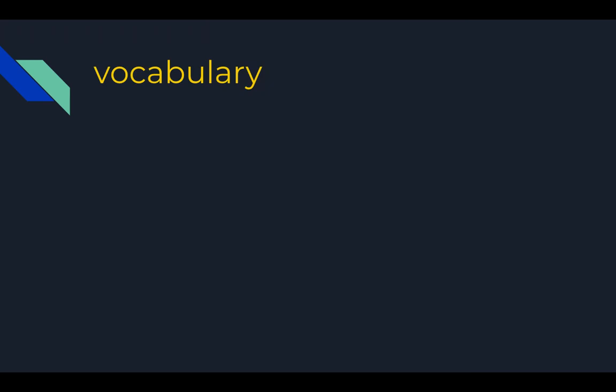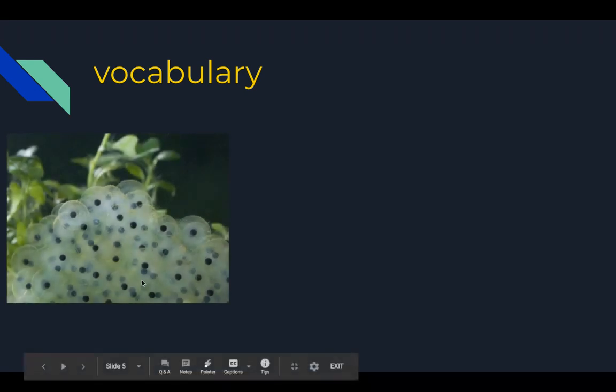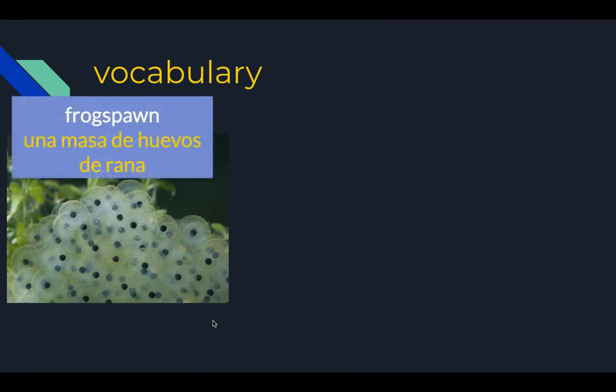Here's some vocabulary words that you're going to find in the book we're about to read. This is a group of frog eggs, and that has a special name called frog spawn. Can you say frog spawn? Good. Una masa de huevos de rana. That's the group of eggs.